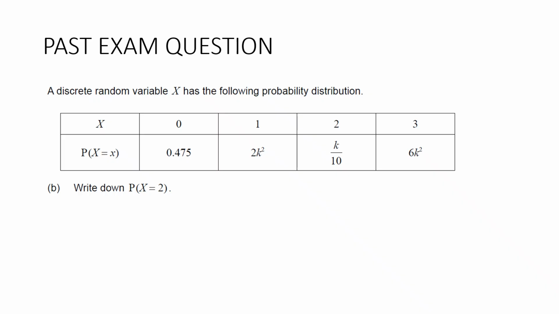B, write down the probability that X is equal to 2. So it's going to be k over 10. k is 0.25, and so the probability is 0.025.